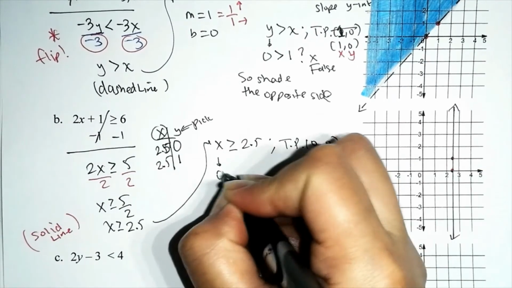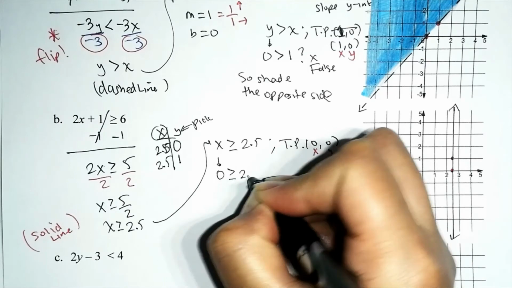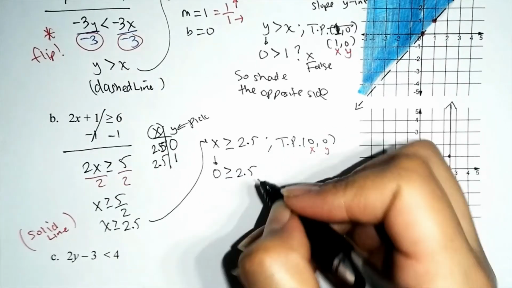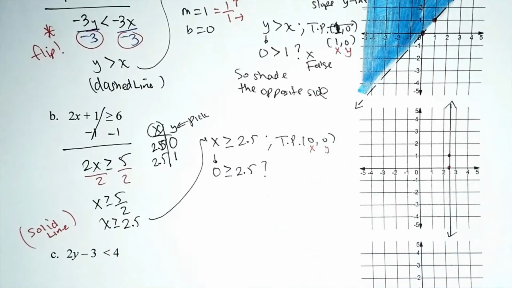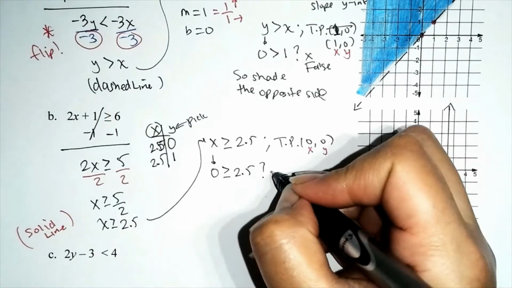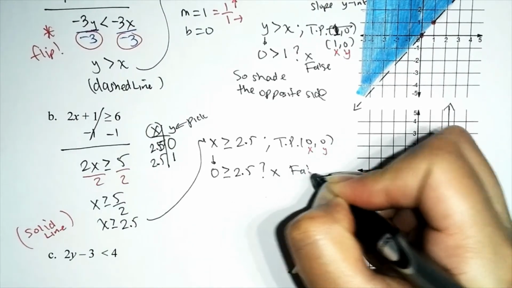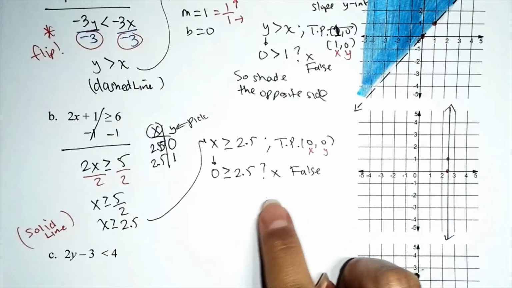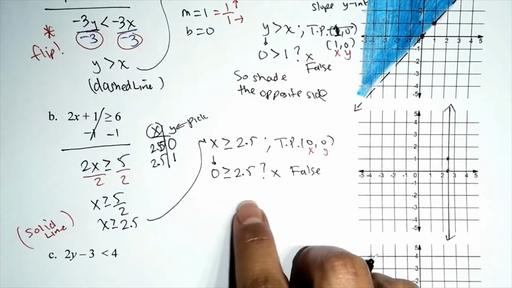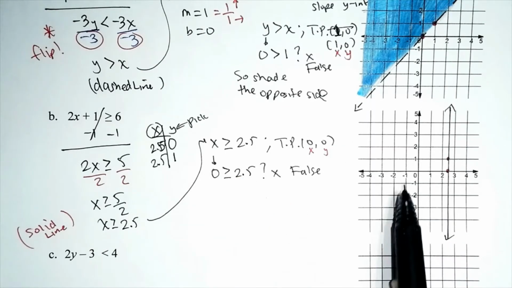So we have x, which in this case is 0. I want to know, is 0 greater than 2.5? Is 0 bigger than 2.5? No, that's a lie. So it doesn't check out, or you can put false. You don't have to put either one, okay? I just need to see you're checking, if any.